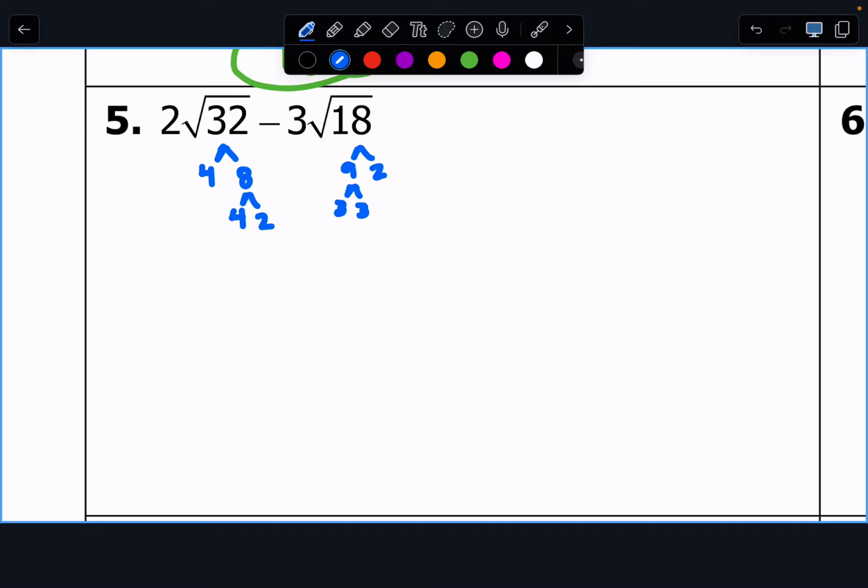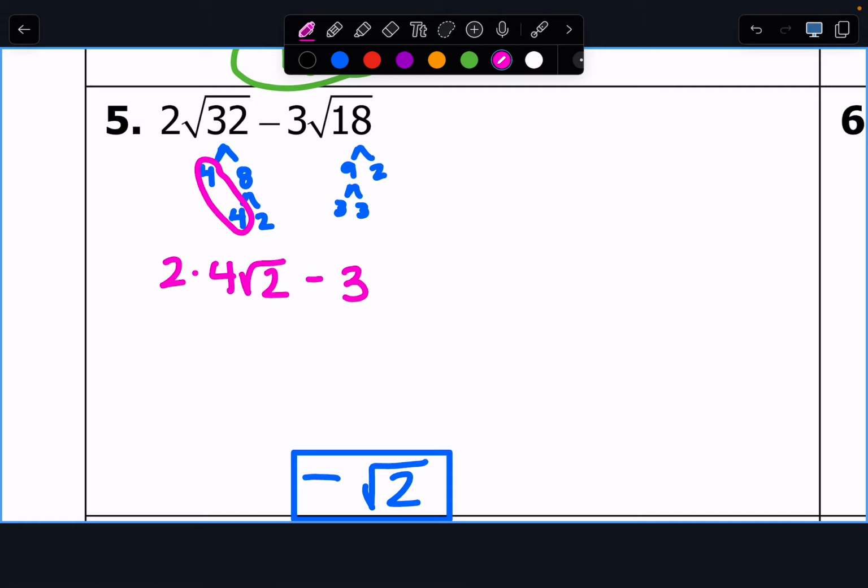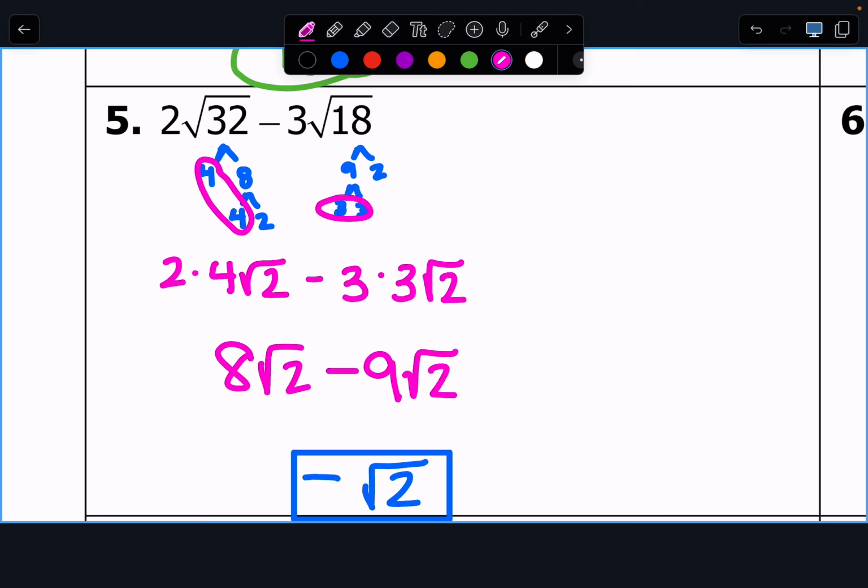Negative. Okay, so I'm seeing some answers of -1 radical 2. Okay, so when we reduce radical 32, 4 squared gets to come out, right? And 2 stays underneath. When we simplify radical 18, 3 squared gets to come out and 2 stays underneath. So we have 8 radical 2 minus 9 radical 2, which is how we got negative 1 radical 2. Okay.